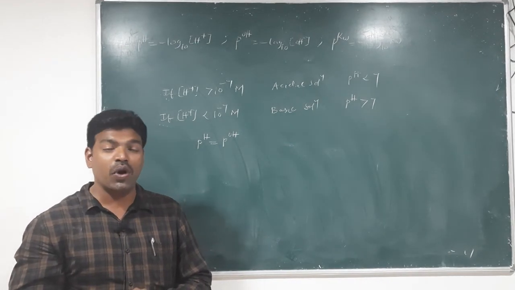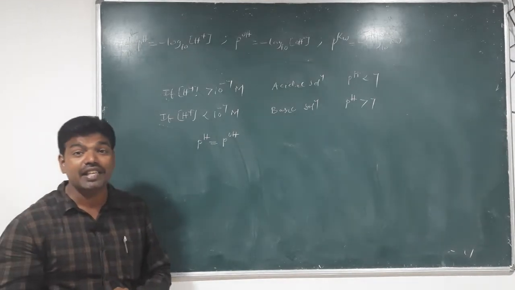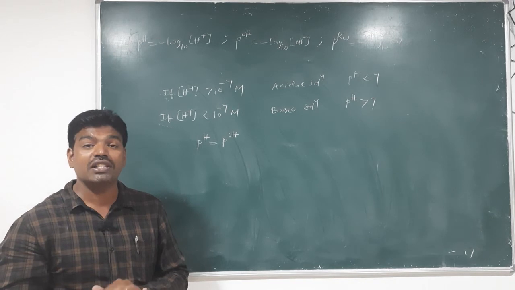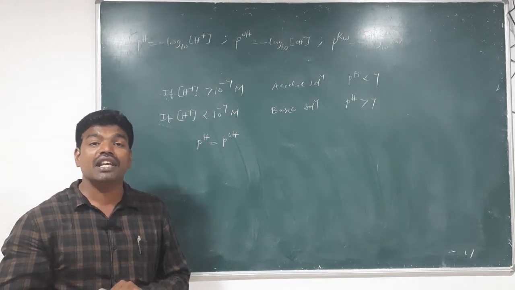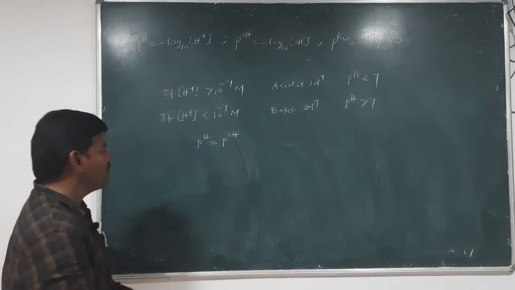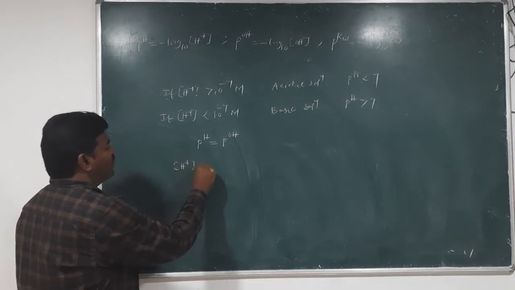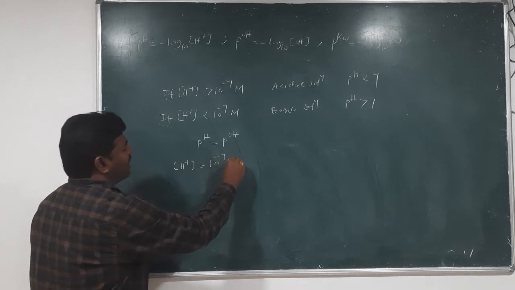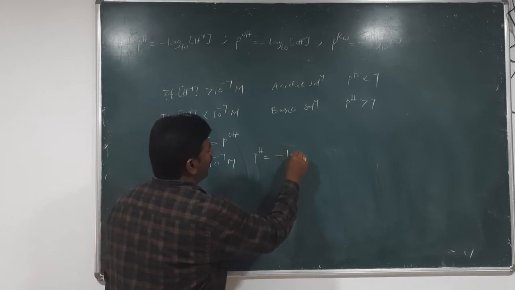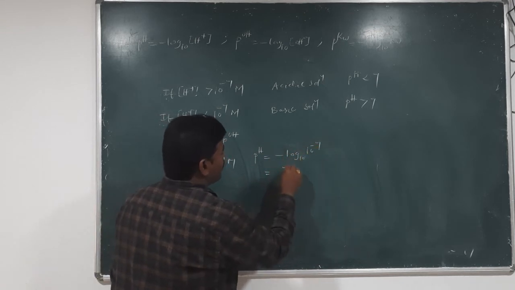Moreover, a change in pH by 1 unit means that the concentration of H plus ions changes by a factor of 10. Let us see. For example, if the concentration of H plus ions is equal to 10 to the power of minus 7 M, then pH is equal to the negative logarithm to the base 10 of 10 to the power of minus 7, which comes out to be 7.